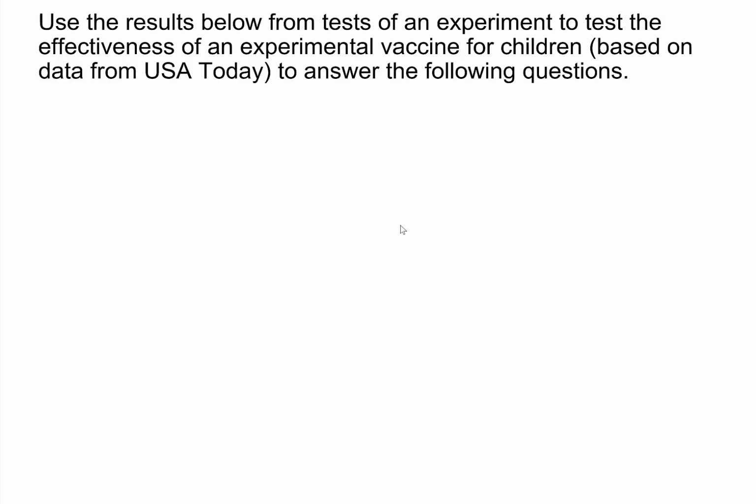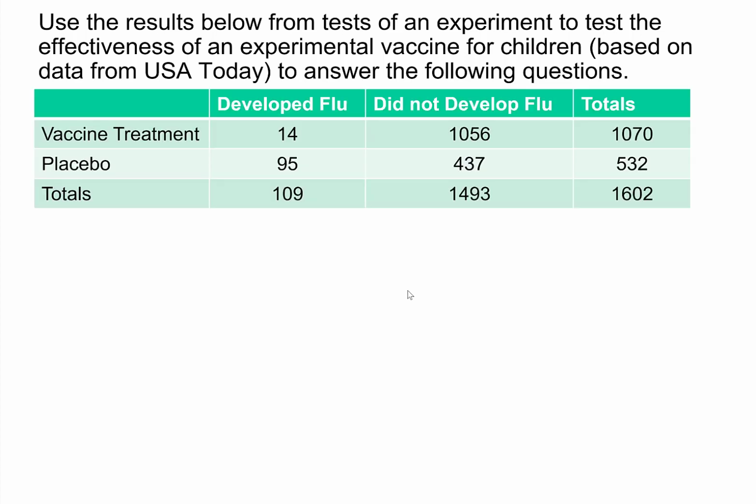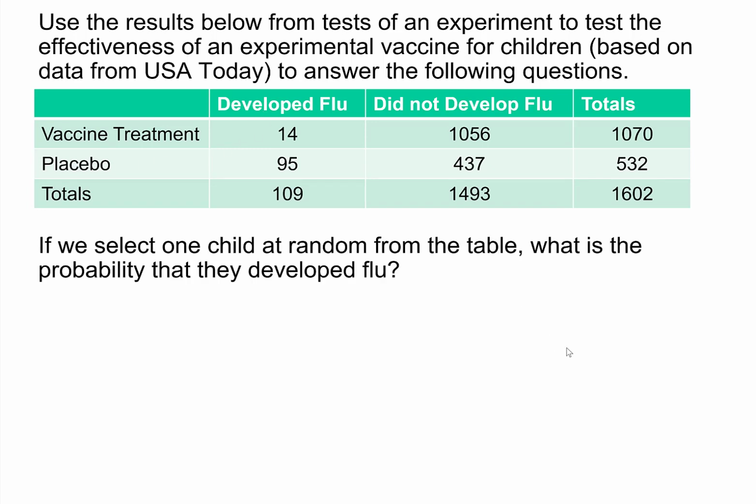Use the results below from tests of an experiment to test the effectiveness of an experimental vaccine for children to answer the following questions. So here's the data. They were looking at flu vaccine, and we have a vaccinated group, a placebo group, a group that got flu, and a group that didn't get flu. If we select one child at random, what's the probability they develop flu? So out of the table of 1,602 children, 109 developed flu.